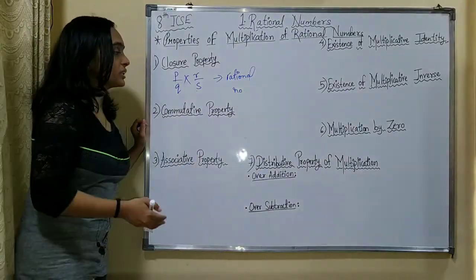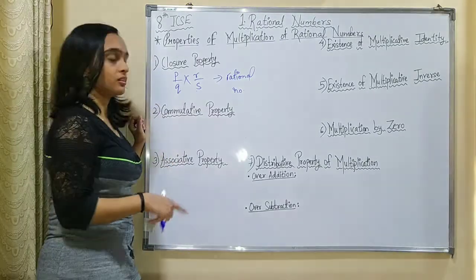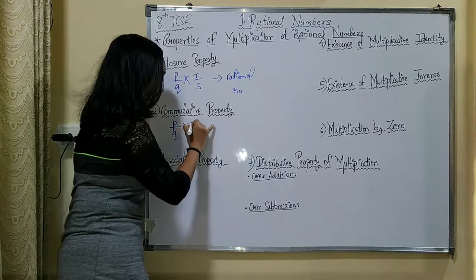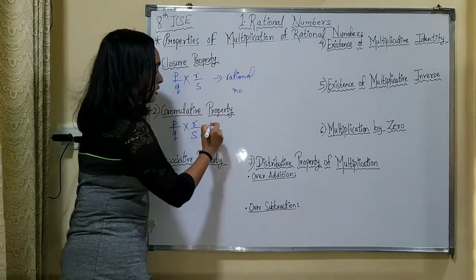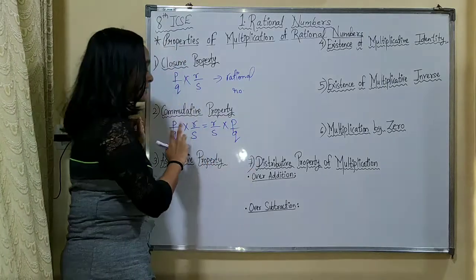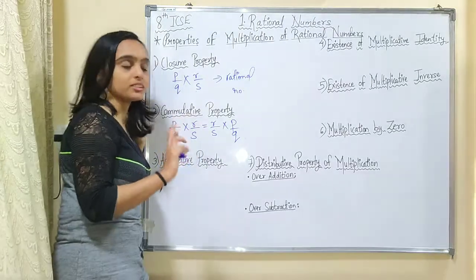Now the commutative property. Rational numbers are said to be commutative under multiplication, as p upon q multiplied by r upon s is equal to r upon s multiplied by p upon q. That is, the order of two rational numbers can be interchanged.